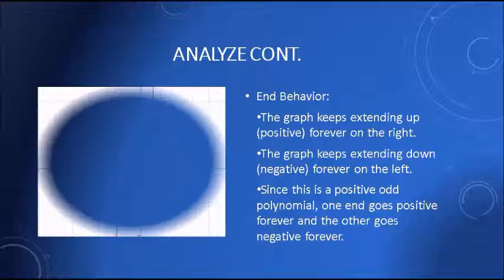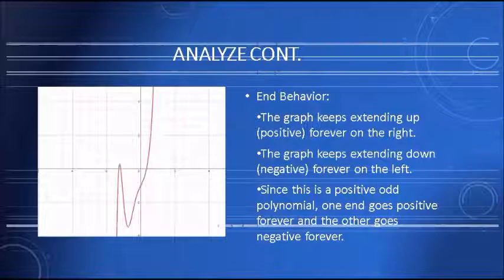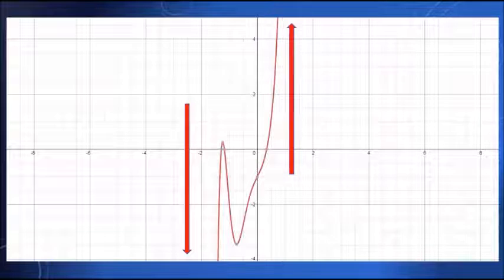And for the end behaviors, we can see by the graph that the graph keeps extending up, or positive, forever to the right, and the graph extends down, or negative, forever on the left. Since this is a positive odd polynomial, one end goes the opposite of the other. In this case, the positive one goes to the right and the negative one goes on the left. And here we can demonstrate with arrows. This arrow is pointing to the left, which extends negative, and this other arrow is presenting the one on the right, which extends positive forever.